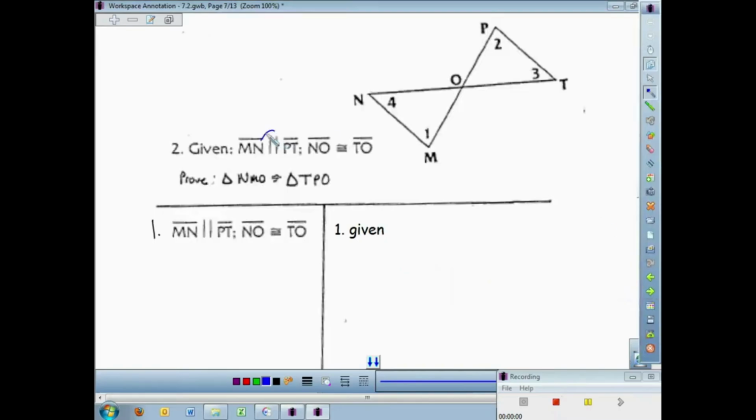So this symbol right here means parallel. It's just another way that they type it. So given that segment MN is parallel to segment PT, and segment NO is congruent to segment TO, so those get tick marks. They gave me that. Since they give me parallel lines, we're going to have to use them, right? And what we're going to get out of that is some angles.